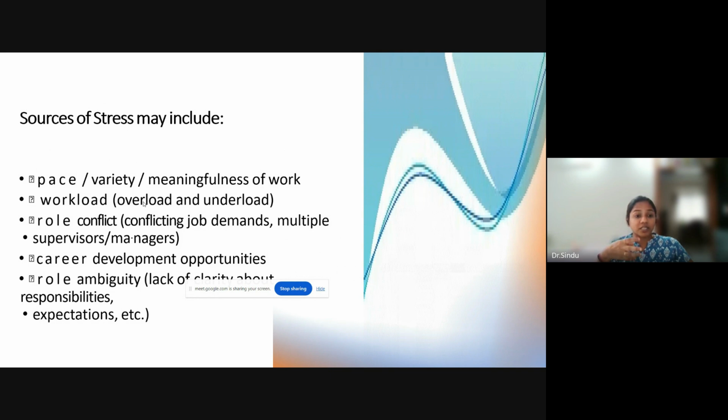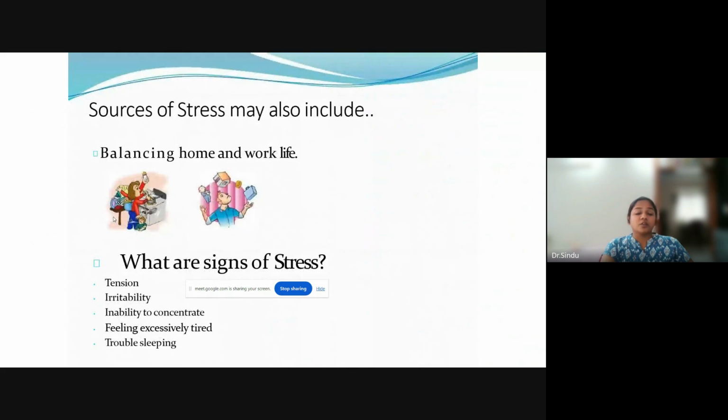Sometimes when you are focusing on career development opportunities, we are always thinking about our career, and that also leads to stress. And sometimes a lack of clarity about responsibilities leads to stress. And sometimes having more expectations on any aspect also leads to stress. So these are all causes for stress. For these particular aspects, the sources of generation of stress are more. And management.